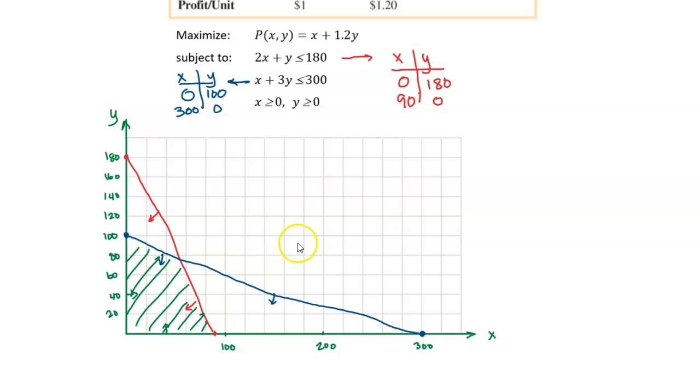And then I just have to find the corners. I already know some of the corners. This is the corner 0, 0. I know that this is the corner 0, 90. And I also know this point, I can just call this 0, 100. So I just need to find that intersection to have all of my corners. The first step is just to find the intersection.